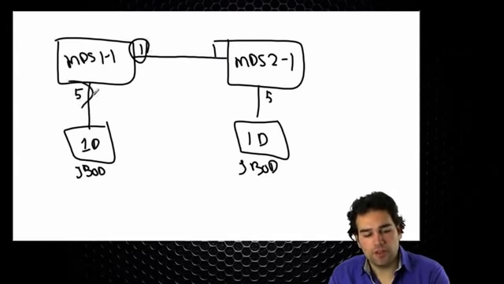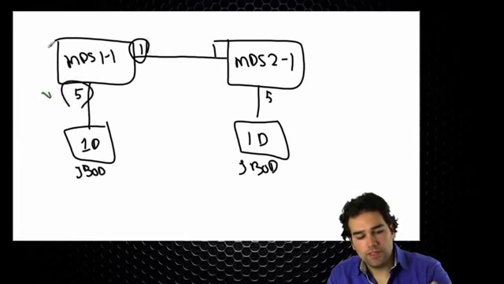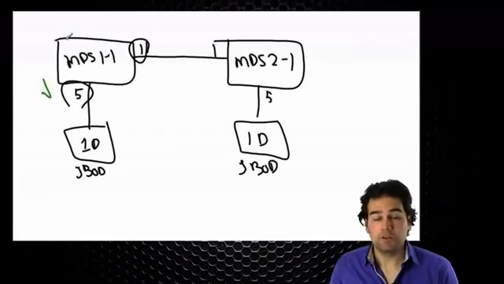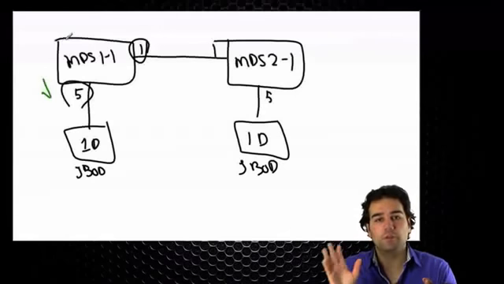So I brought up port 5. That is okay, because I see the flogi and I see the FCNS entry. Now I'm going to bring up the E port between MDS1 and MDS2.